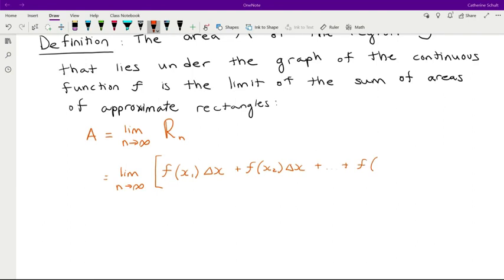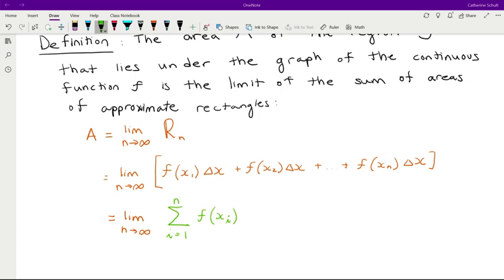And we're going to go all the way up to the nth rectangle. Excuse me, I should say the area of the nth rectangle. Okay, so we can write that what we just had in brackets using summation notation. So that's what we'll do. It looks like i is going to be going from 1 to n. We can say f of x sub i.